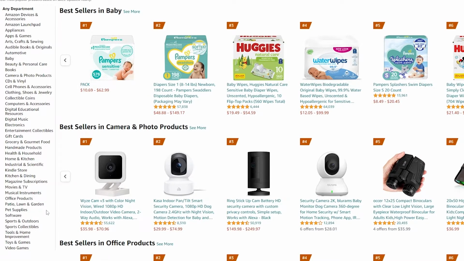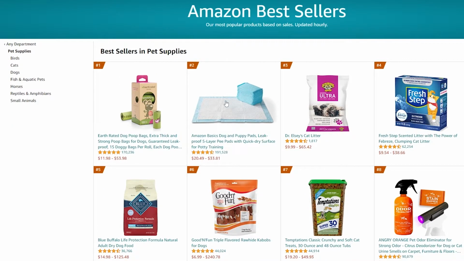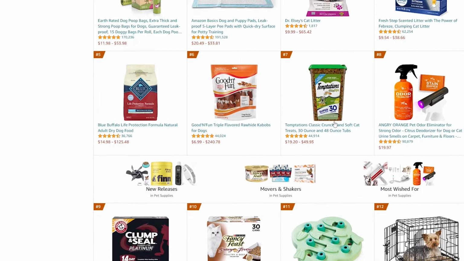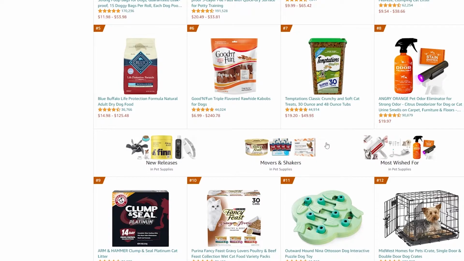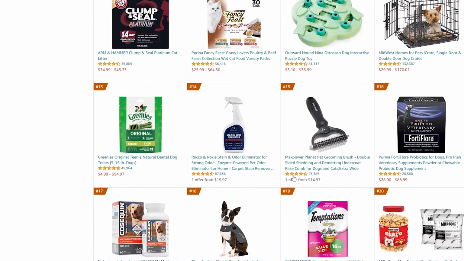Let's say pet supplies. We can go ahead and search for some best-selling items in pet supplies. So over here we can see we have these bags for dog poop. We can go with that. We have the basic dog puppy pads, leashes and all of that. We have the cat litter over here. We can go with these ones, but you generally have to find a product that has like a wow factor, right? Like this one right here. This is like the pet grooming brush.